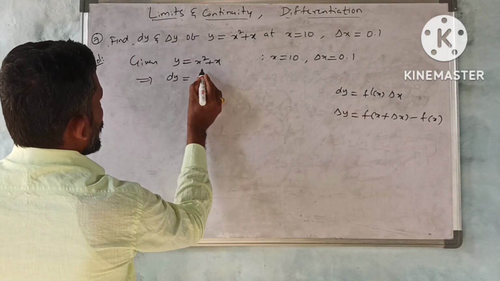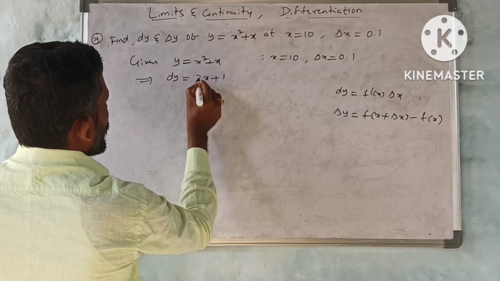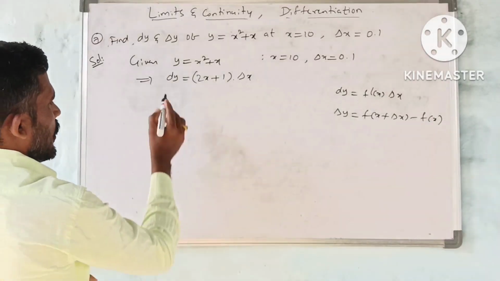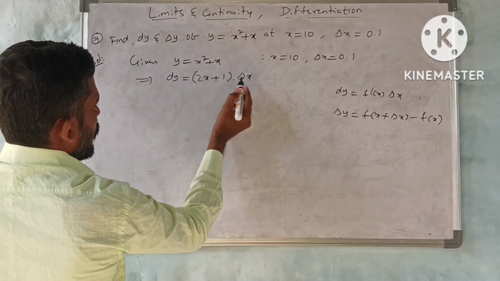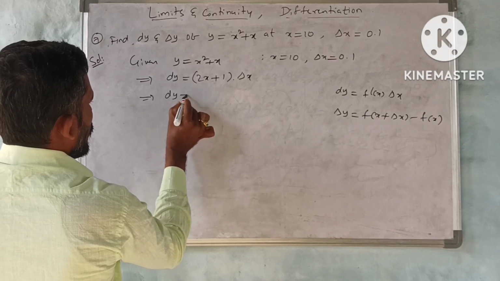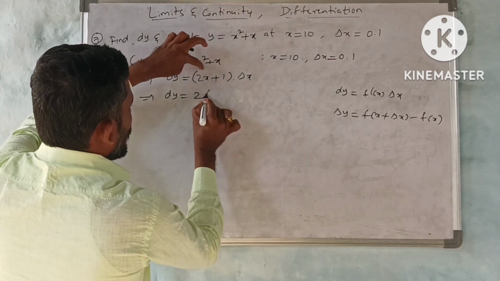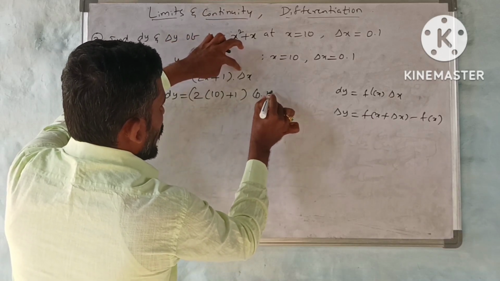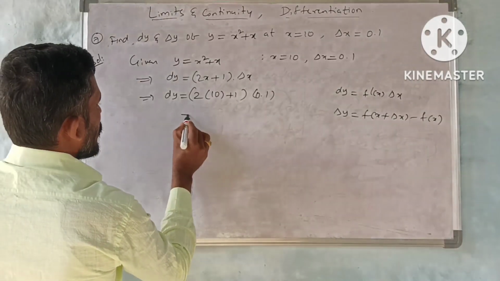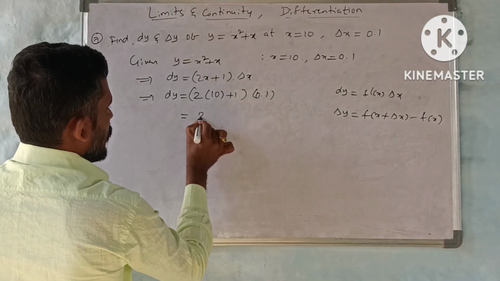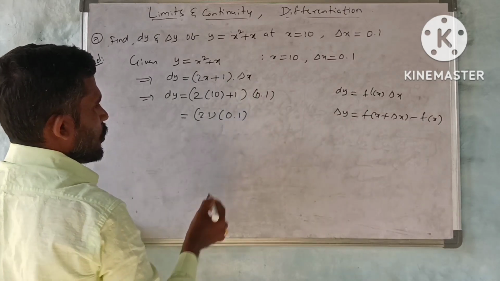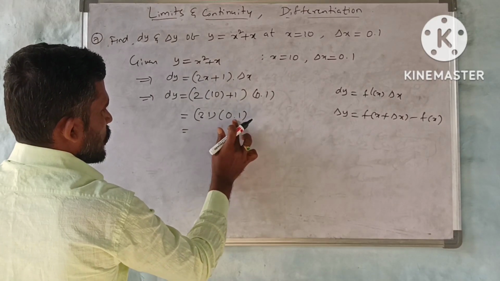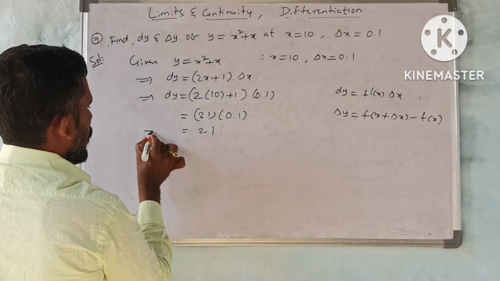f dash x delta x is nothing but here x square derivative is 2x, x derivative is 1, and with delta x is delta x. Okay, dy equal to (2x plus 1) with delta x. So then dy equal to 2 times x, x is how much given here? 10 is given, plus 1, with whole delta x, which is 0.1 given. So this is nothing but 2 times 10 is 20 plus 1, 21, multiplying with 0.1. So 21 with 0.1 is 2.1. So 2.1 is the dy value.